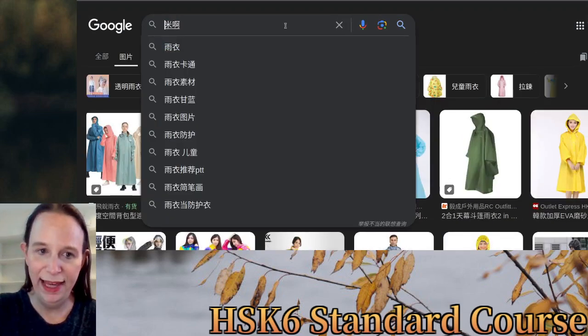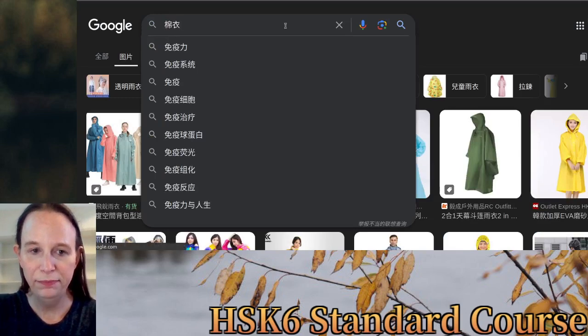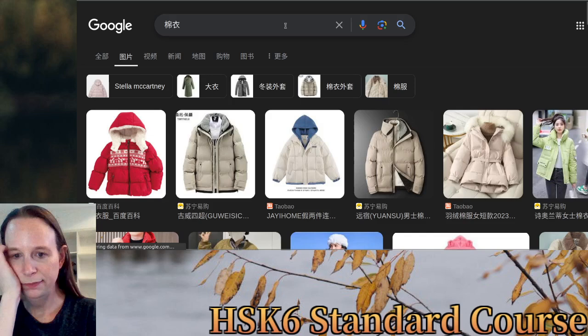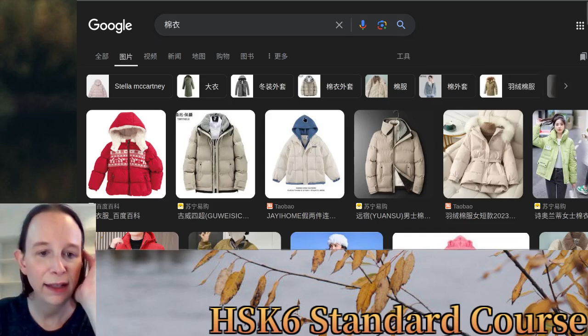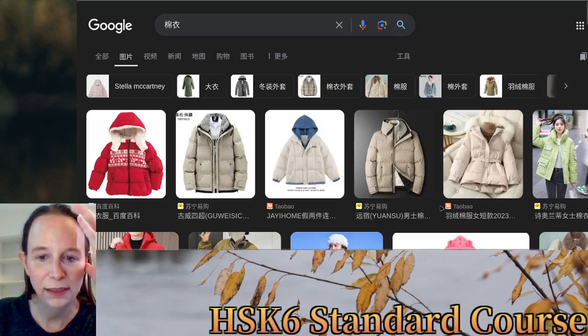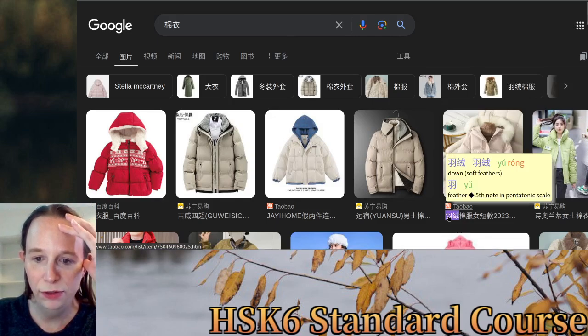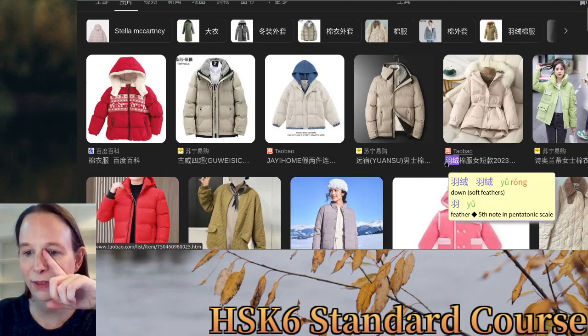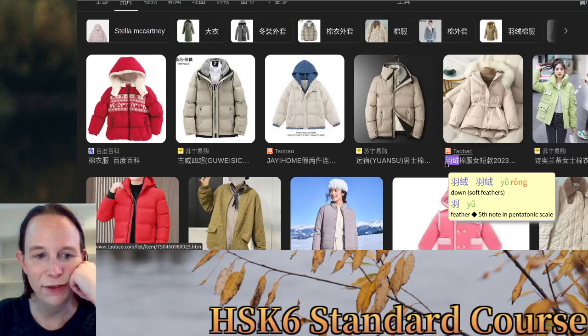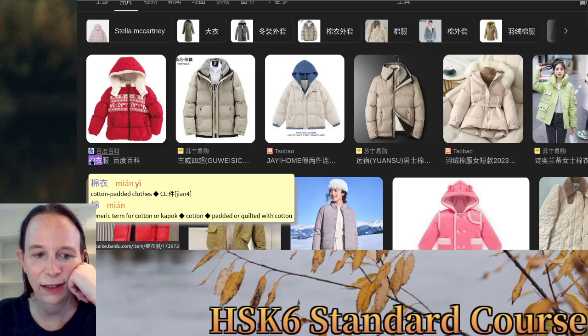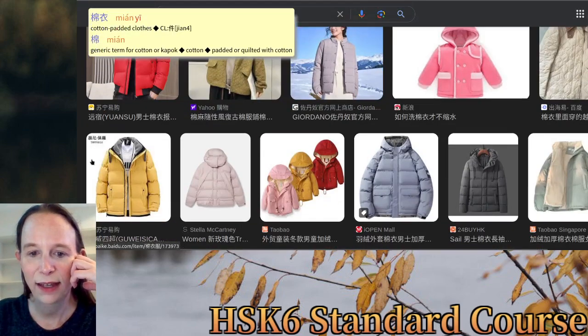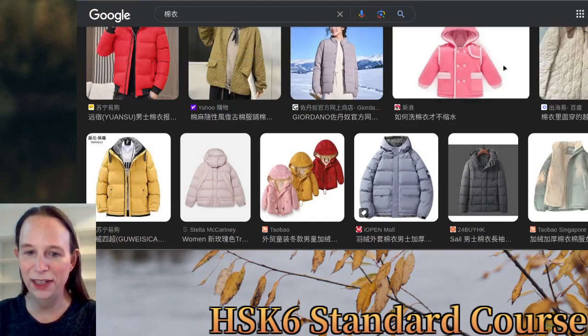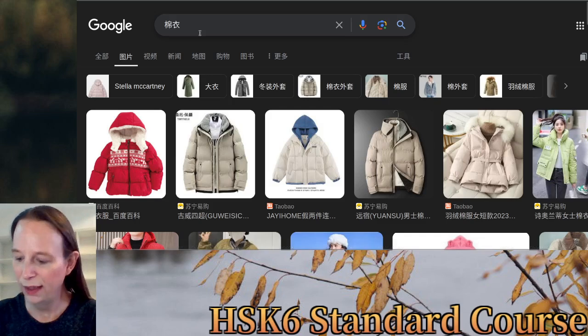Next is 棉衣. So 棉 is cotton. So yeah, 羽绒, 棉服. What's the difference? 羽绒 is feathers, is it? All right, 羽绒. So 棉服, cotton padded clothes. Oh, okay, so it's not just cotton clothes, but cotton padded clothes. Like this, apparently. Okay.